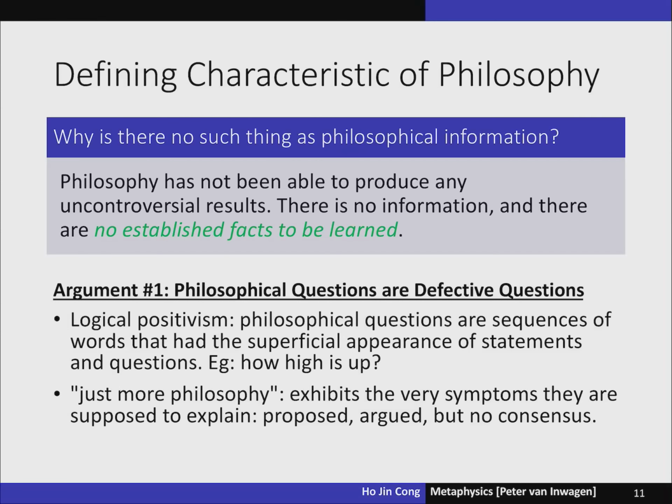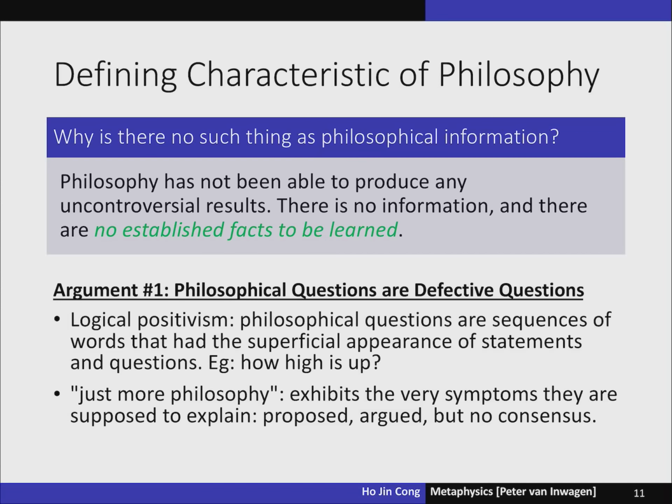The first argument is that philosophical questions are actually defective questions. According to logical positivism, philosophical questions are really just sequences of words that have the superficial appearance of statements and questions. For example, how high is up? It has the grammatical form, but it is not a legitimate question. But logical positivism is thought to be just more of philosophy. It exhibits the very symptoms that it is supposed to explain. They proposed claims, but then it was argued over with no consensus. Again, this has not been able to produce any uncontroversial results.